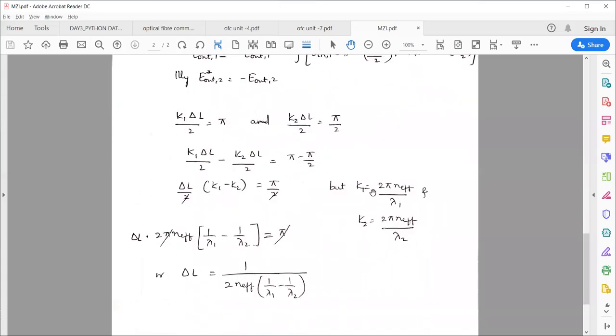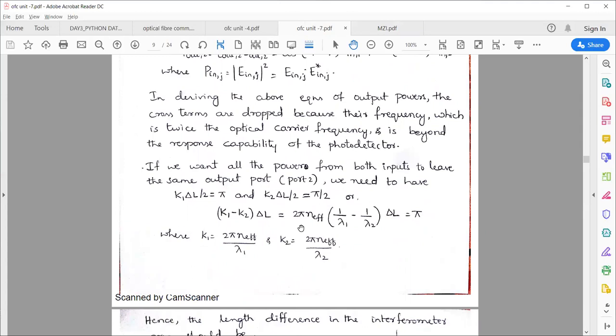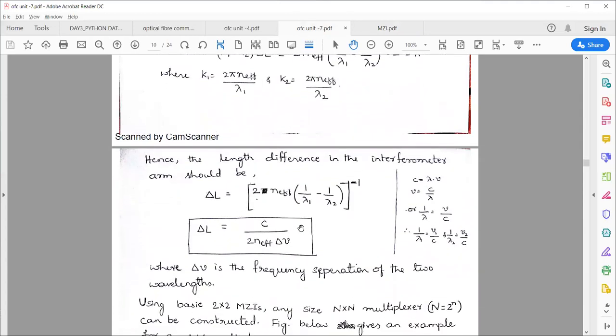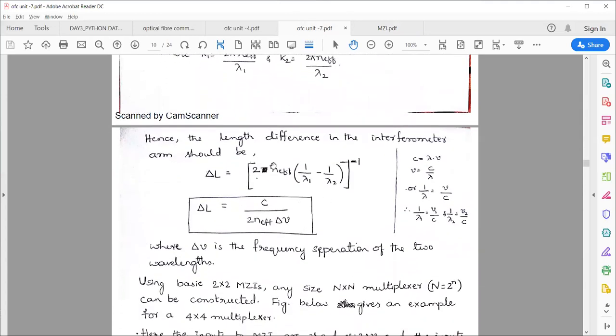Now if we replace K1 as 2π n effective by lambda 1 and K2 as 2π n effective by lambda 2, the π and π will again cancel here. So we will end up getting delta L is equal to 1 divided by 2 into n effective into 1 by lambda 1 minus 1 by lambda 2. So that is the final expression of the derivation here. So delta L is equal to 2 n effective (1 by lambda 1 minus 1 by lambda 2) to the power of minus 1, or it is the inverse of this expression.